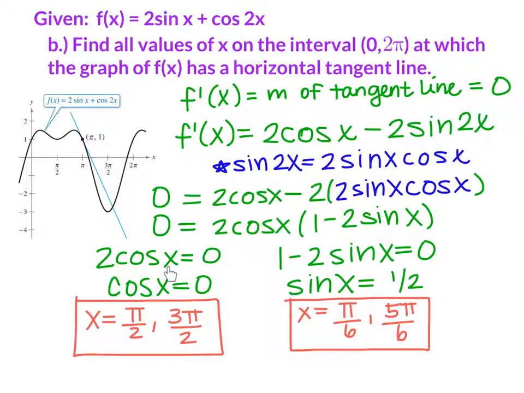So I'm going to set that side equal to 0 and that side equal to 0 and find the values of x where cosine of x is equal to 0 and sine of x is equal to 1/2. So in the interval from 0 to 2 pi, that's going to give me pi over 2, 3 pi over 2 for cosine, and then pi over 6 and 5 pi over 6 for our sine. And those values actually line up with our x values here, where we indicated that these points are going to create horizontal tangent lines.